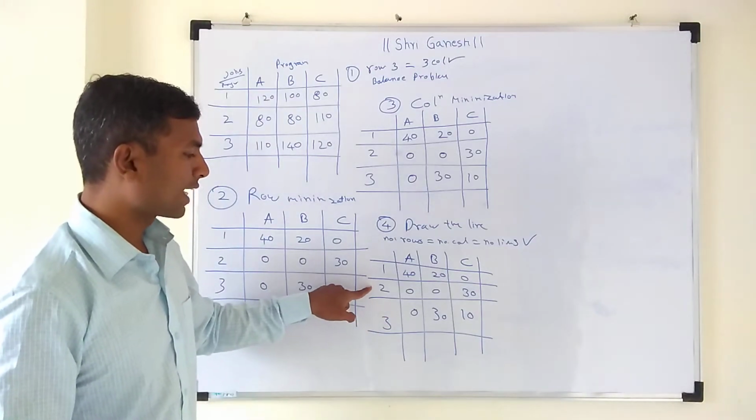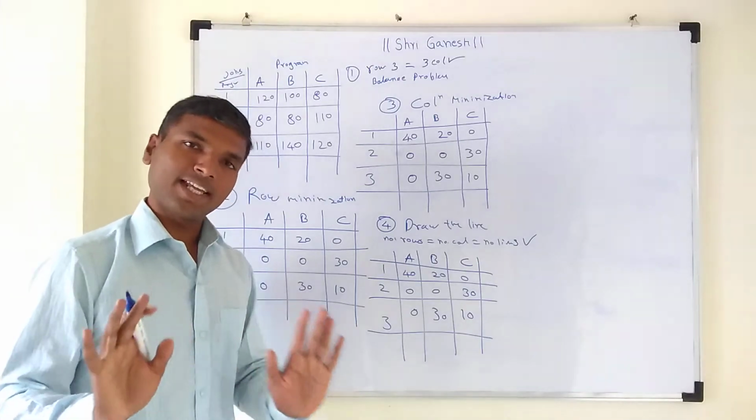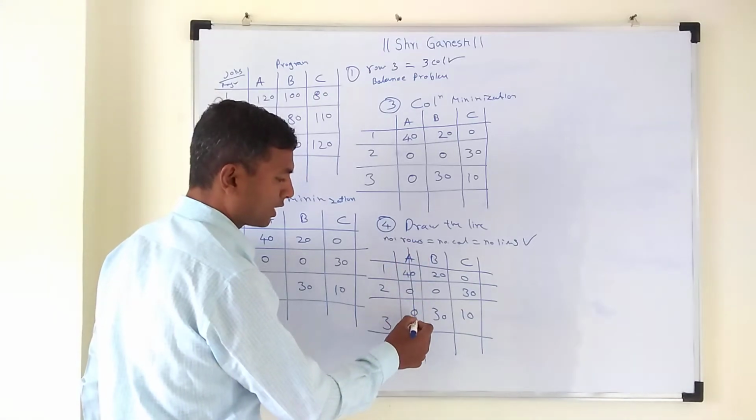That we have to see. So the second row is having 2 zeros and the first column is having 2 zeros. So out of that you can select any one. Okay. So we will go for the first column. So we draw the first line.